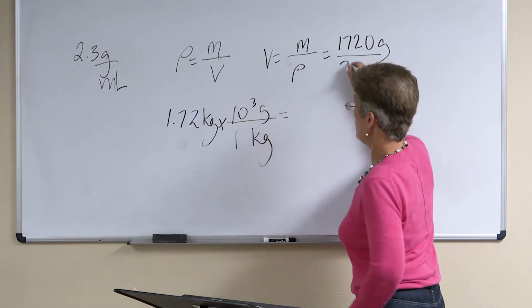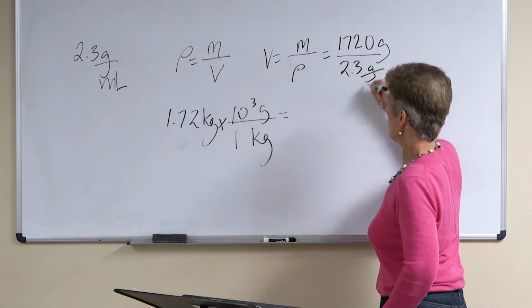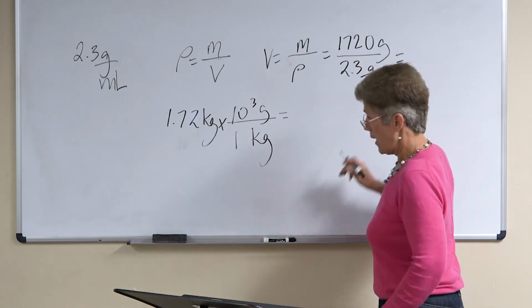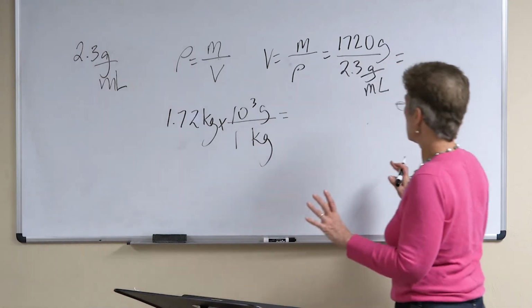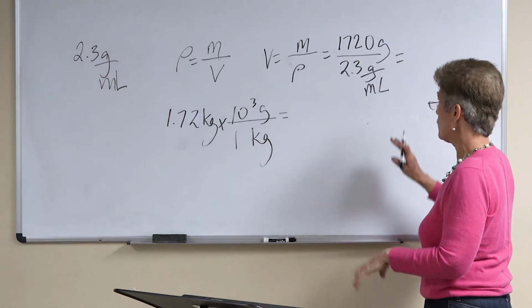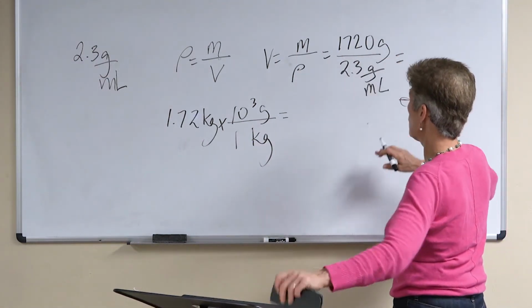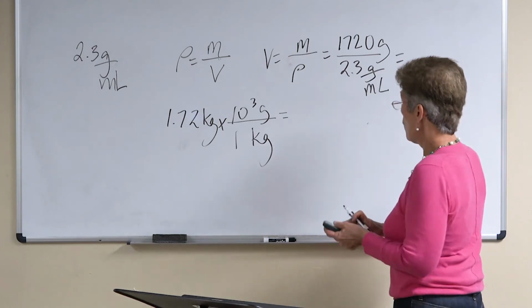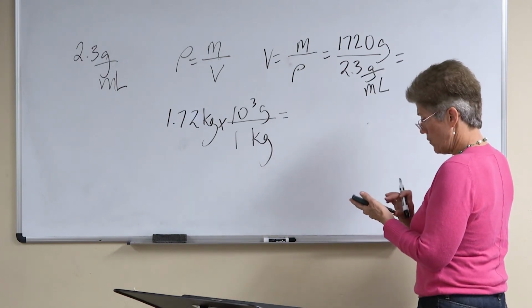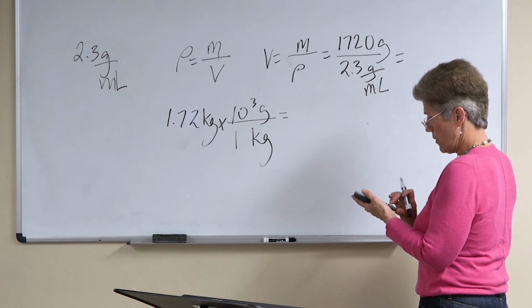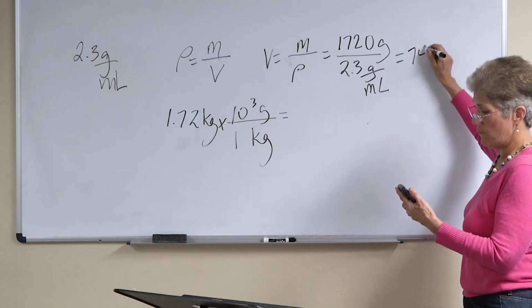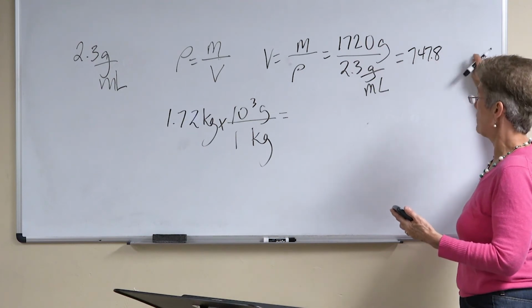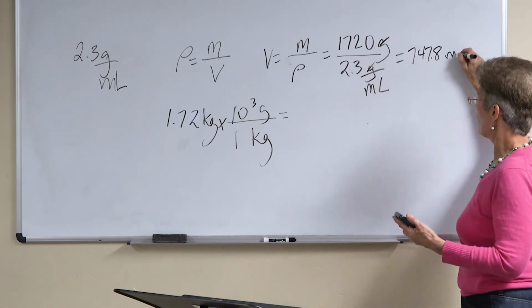And then we're given the density in grams per mil. He didn't ask for a specific volume, so we're going to get it in mils, because this will leave us with mils. So 1720 divided by 2.3. Now the answer that comes out of my calculator is 747.8 blah, blah, blah. Grams will leave and we'll be left with mils.